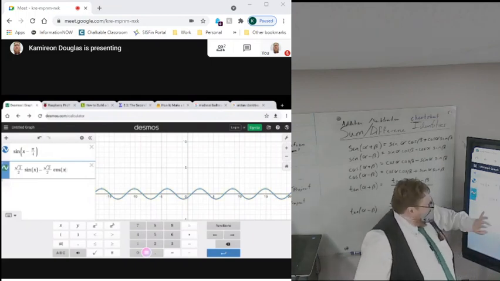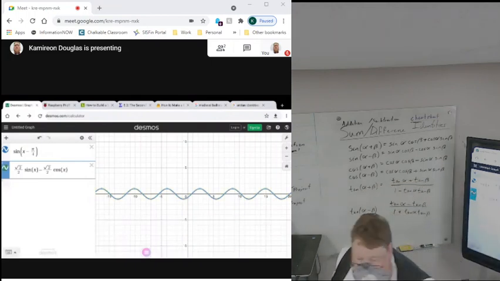And take a look. These two functions, despite looking radically different, have the same intrinsic value, which is pretty deep in and of itself. We have two functions, one with a phase shift, one without a phase shift, yet they have the same results.